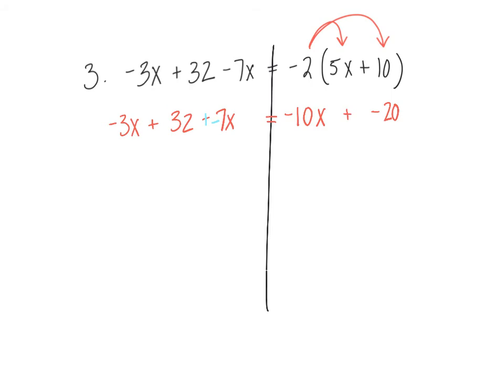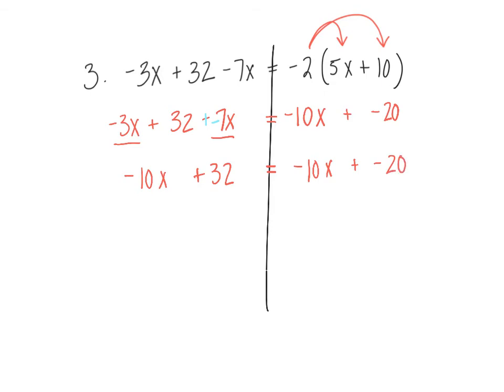Okay. From there I'm going to combine like terms. On this side I have negative 3x's and negative 7x's. I can combine those. This becomes negative 10x's. And then on the right side, I cannot combine these things. They're not like terms.